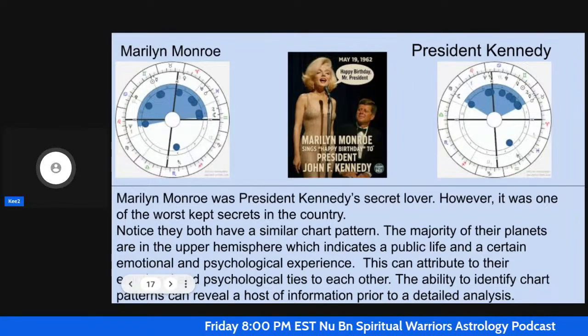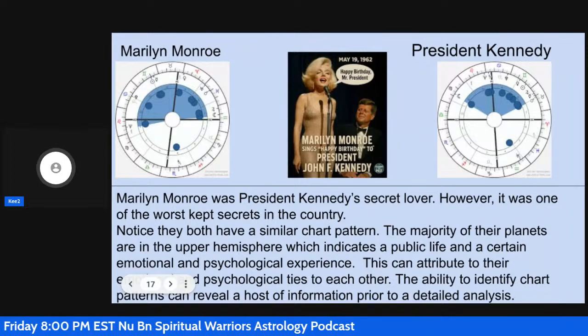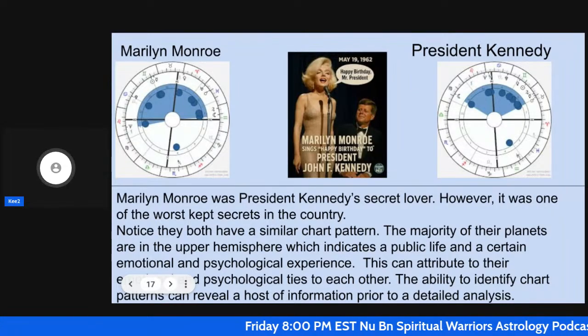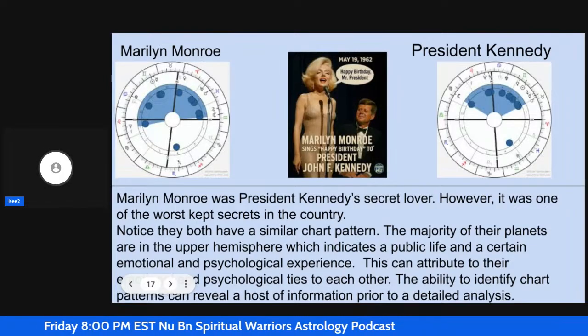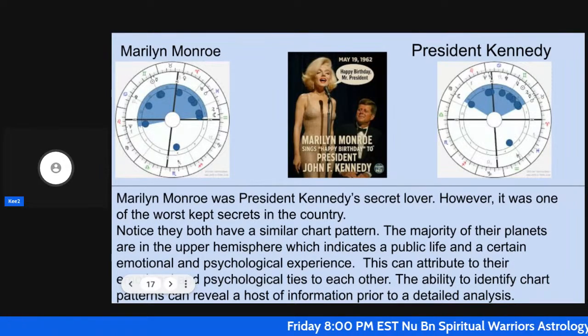Marilyn Monroe was President Kennedy's secret lover. However, it was one of the worst kept secrets in the country. Notice, they both have a similar chart pattern. The majority of their planets are in the upper hemisphere, which indicates a public life and a certain emotional and psychological experience. This can attribute to their emotional and psychological ties to each other.